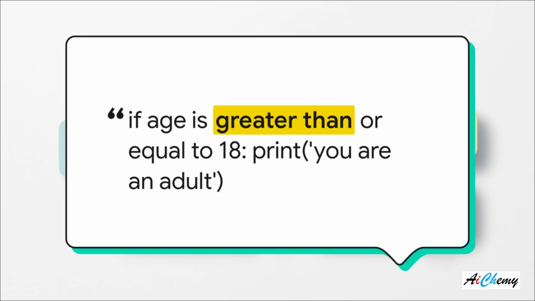We are literally saying to the computer, if this condition, in this case, age is 18 or older, is true, then and only then do you run the code that's indented underneath. If it's false, the program just skips it and moves on.